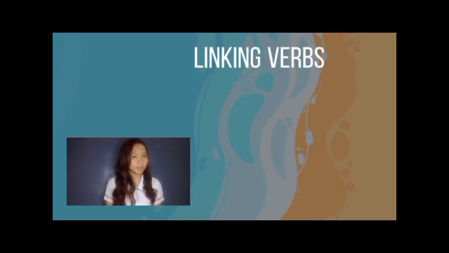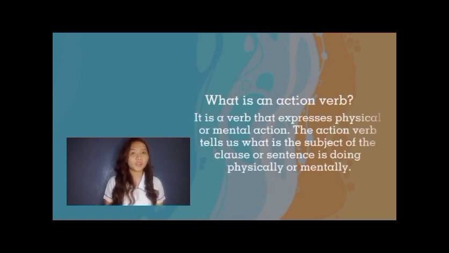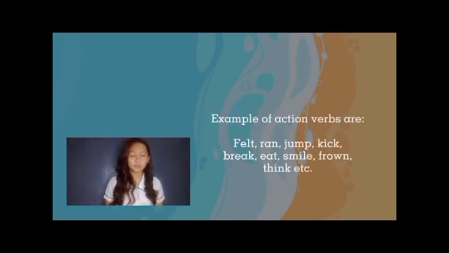Greetings! Seeing that you're all well acquainted with the concept of linking verbs, let's talk about how it differs from an action verb and an auxiliary verb. So, what is an action verb? It is a verb that expresses physical or mental action. The action verb tells us what the subject of the clause or sentence is doing physically or mentally. Examples of action verbs are fell, ran, jump, kick, break, eat, smile, frown, and so much more.